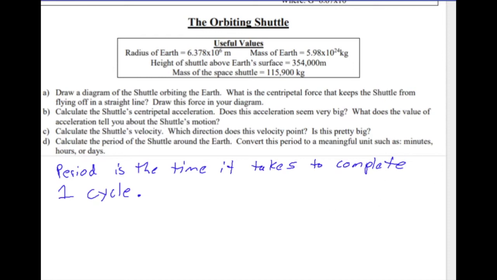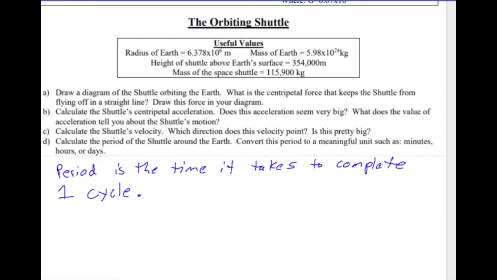It takes 1 year for the Earth to complete one cycle around the sun. So if I asked you, what is the period for the moon and the Earth? Well, that would be around 27 days because it takes about 27 days for the moon to orbit the Earth.